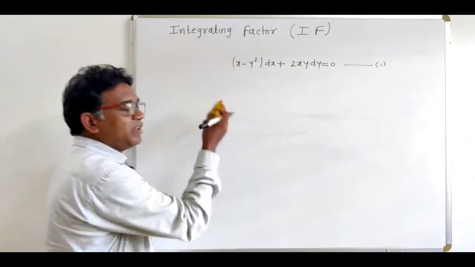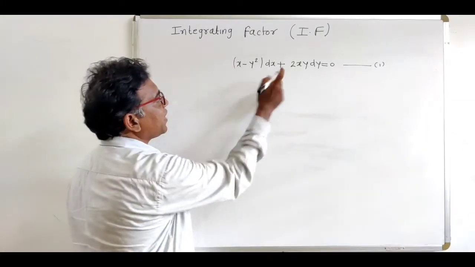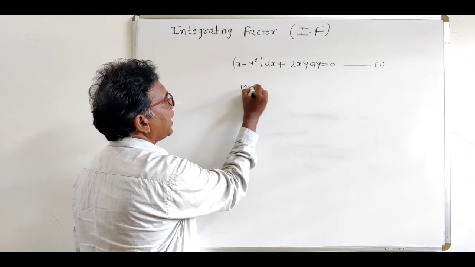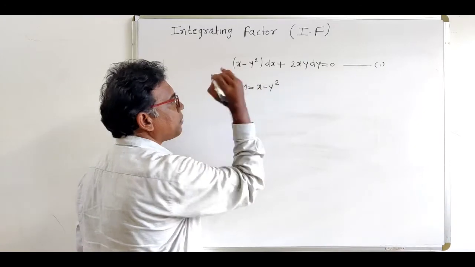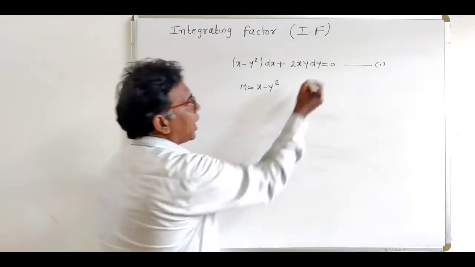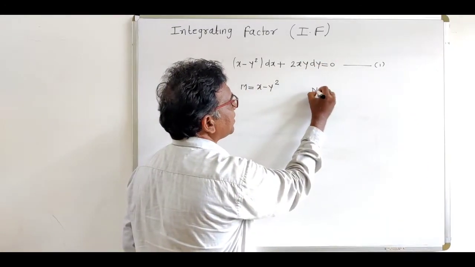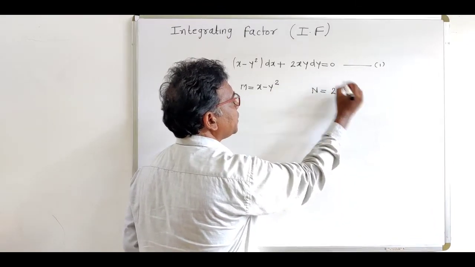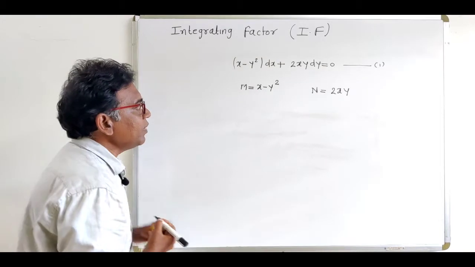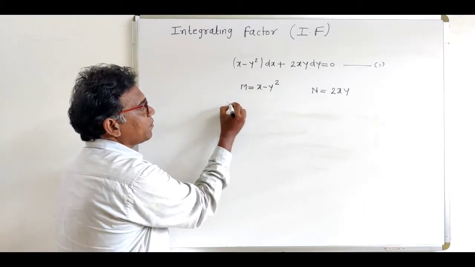Now first of all, we verify this condition. This is our M. What is our M? M means the coefficient of dx. This is x minus y square. And what is the coefficient of dy? That is our N. So what is the coefficient of dy? That is 2xy.